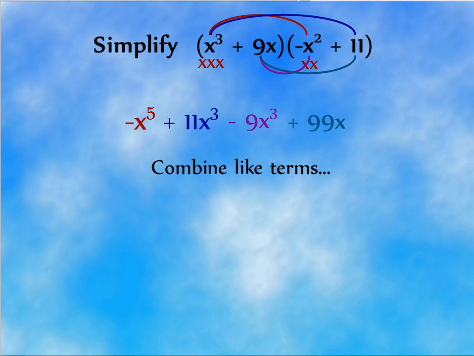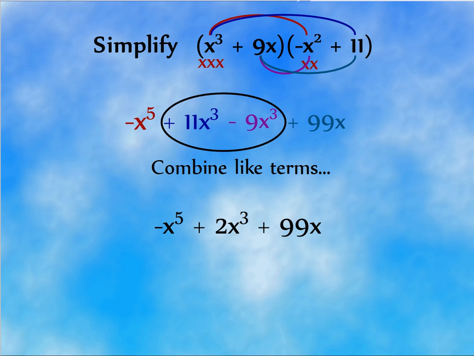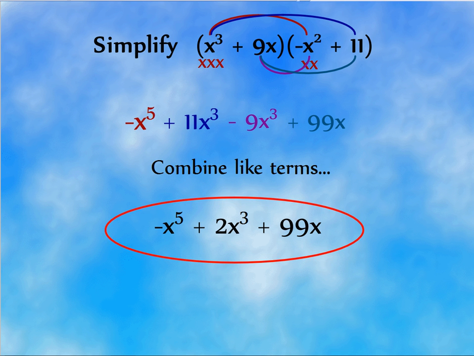My only like terms here are the 2 x cubes in the middle. If I have 11 of those and I take away 9 of them, I'm going to end up with positive 2 x cubes in my final answer. The other terms that don't have like terms to combine with simply get included anyway. Make sure your answer always ends up in descending order. If that's the case, you're done.